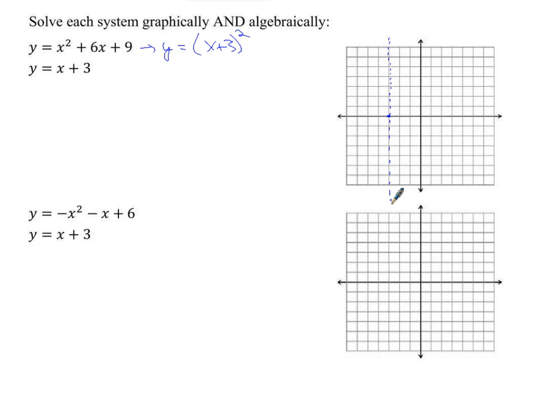Do I know any other points right now without drawing anything else on here? Yes. I know the y-intercept. What's the y-intercept? It's 9. 9 isn't really on my graph, but I can put it on there and reflect it across to give me a good target to shoot at when I draw in that parabola. So now I can reflect it across, 1, 2, 3, 1, 2, 3. How do I draw in the rest of the parabola?